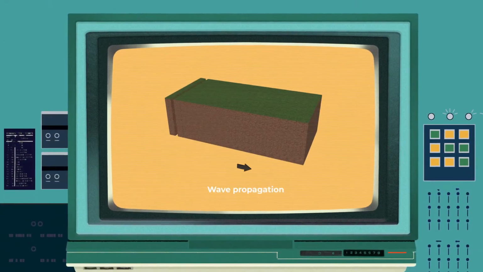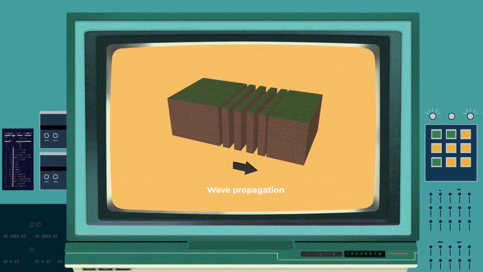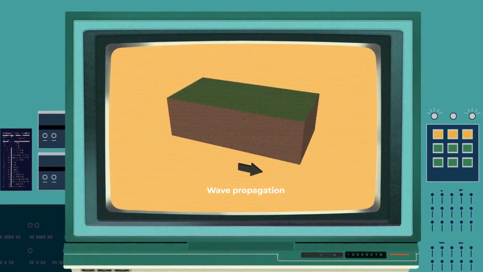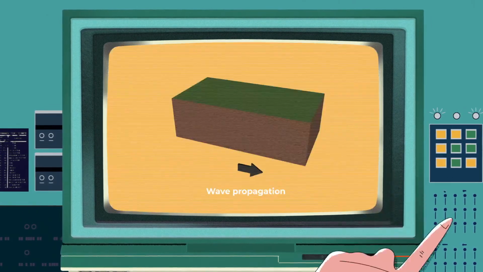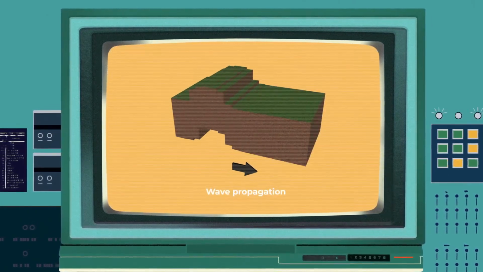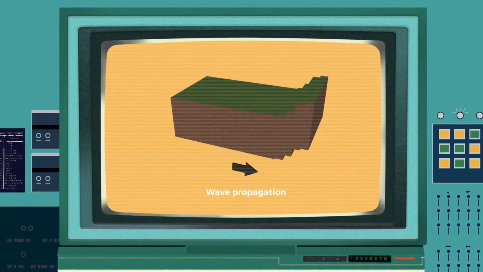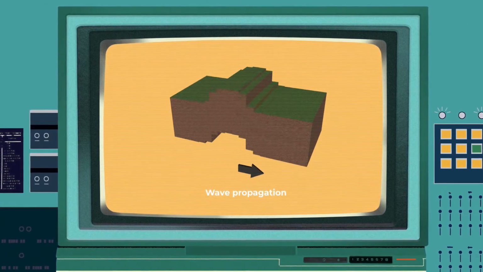The P waves, or primary waves, are compression waves. They're also known as push-pull waves. They travel the fastest and are the first waves to be detected. S waves, or secondary waves, are shear waves and move in a side-to-side motion. They're the second wave types to be detected.